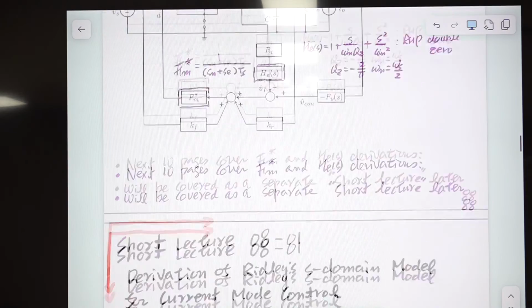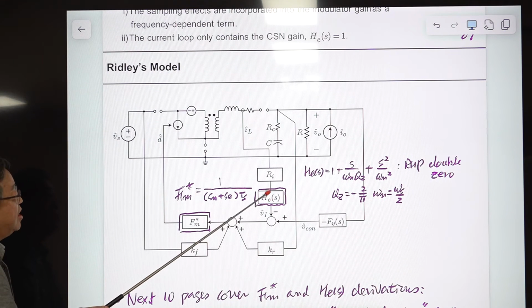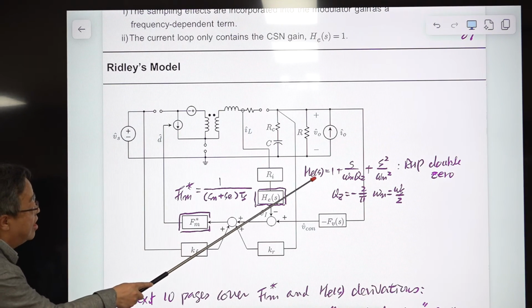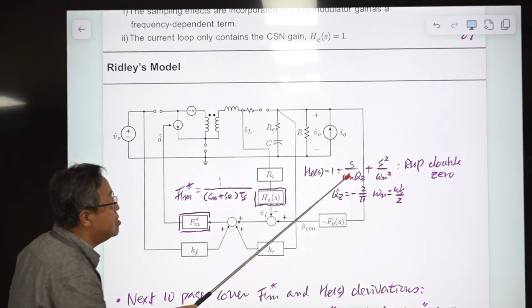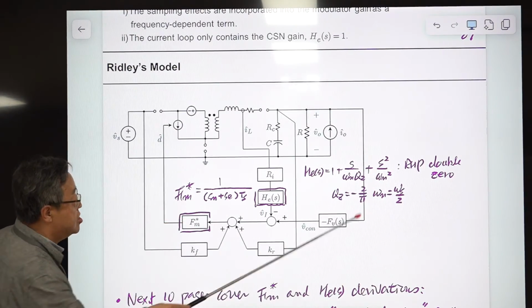This is Ridley's model, and this is the result of Ridley's model. This is the FM modulator gain of Ridley's model. Originally it was S, but I eliminated S because this is constant. This H_e(s) represents the sampling effect of the inductor current feedback. This remains the same, but this H_e(s) has a right-half-plane double pole because the quality factor is negative, and the double pole frequency is this one.